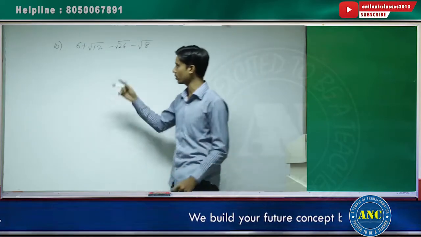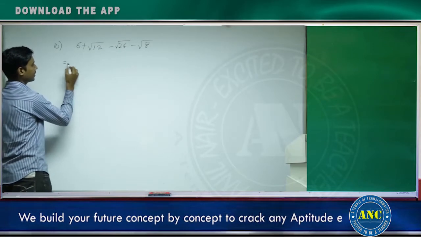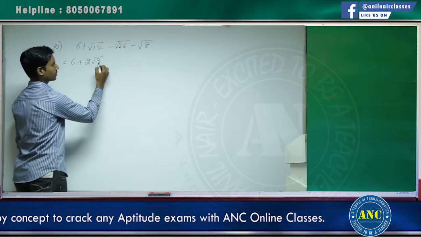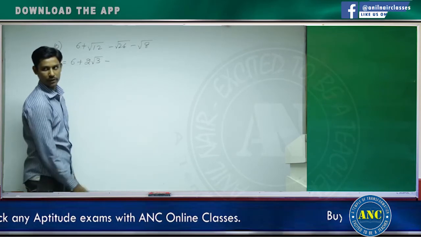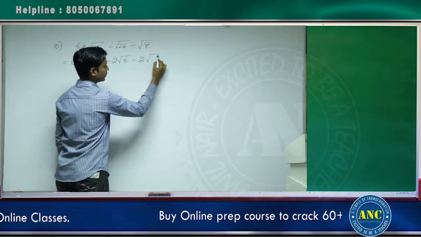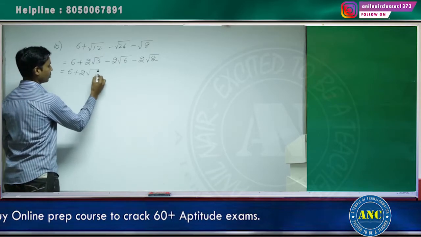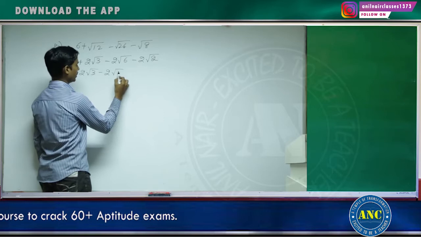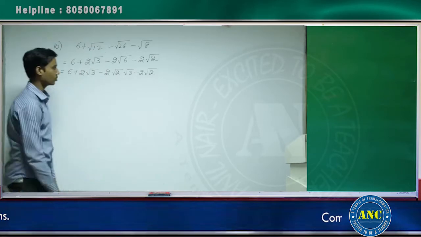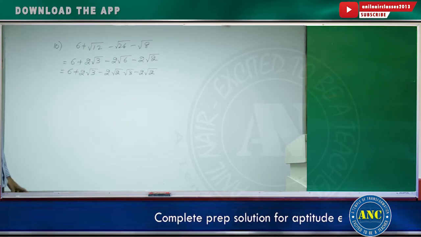First I will not take the square root of the entire thing. First let me calculate the intermediate terms. Now this is 6 plus, this I can write as 4 into 3, so that is nothing but 2 root 3. This I can write as 4 into 6, it is 2 root 6. This I can write as 4 into 2, it is 2 root 2, right? Again I can further simplify it. This is 2 root 3 minus 2 root 2 into root 3 minus 2 root 2, right? Minus 2 root 2.